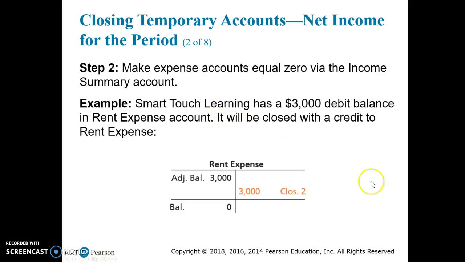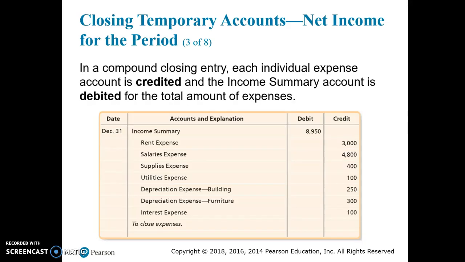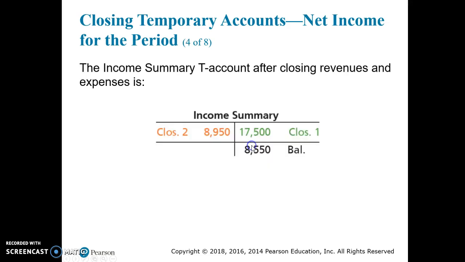The next step is to close all of your expenses. Okay, so let's just say we had rent expense. If it has a debit balance, to get rid of it, you would credit the expense account and then debit your income summary. But usually you have many expense accounts to zero out. So you would credit your rent expense, credit your salaries expense, and you'd only make one entry. You would credit all of your expenses, add them up, and debit income summary for the total of all of your expense accounts. And then, like I said, this is what your income summary account would look like.